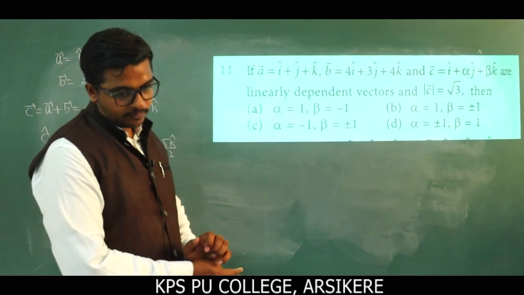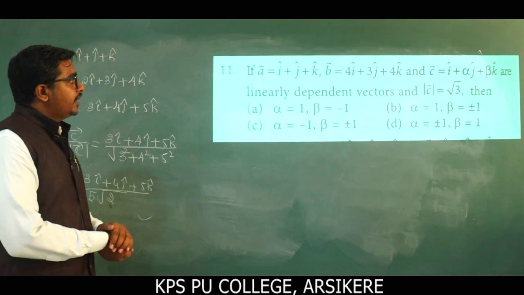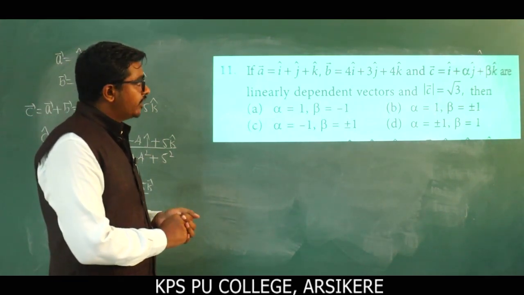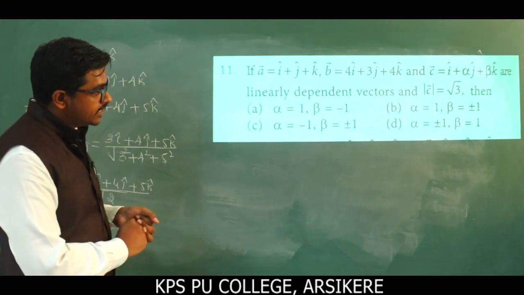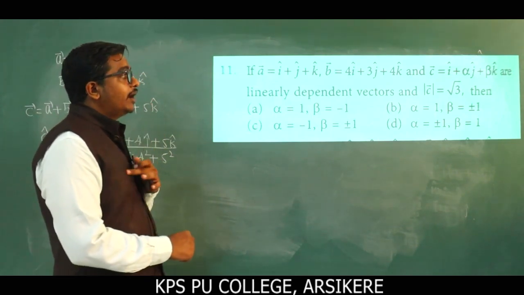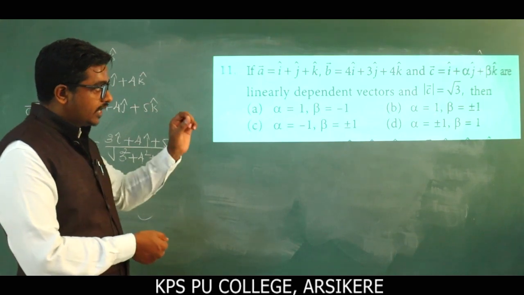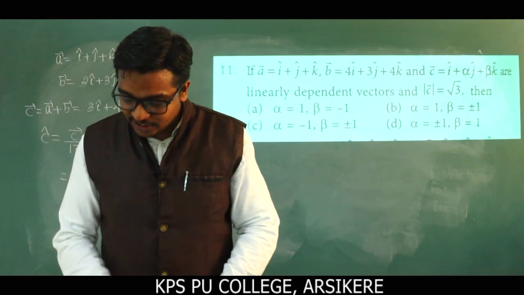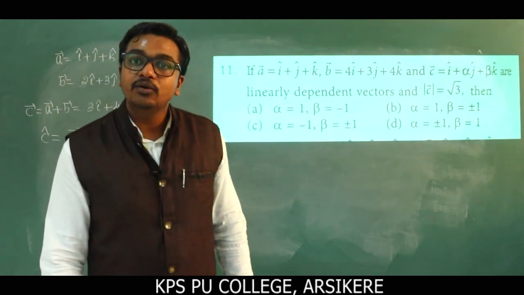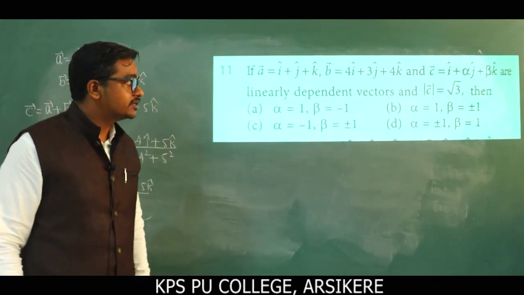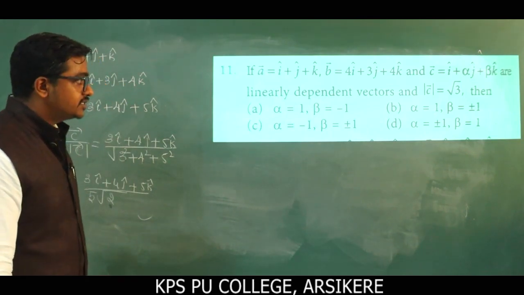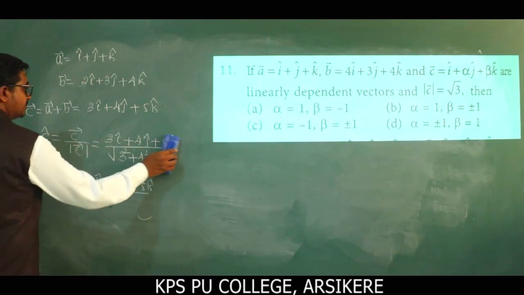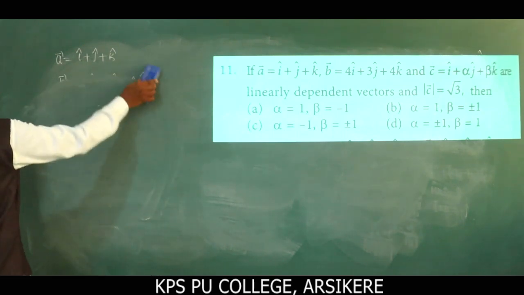Question number 11. If vector A is equal to i cap plus j cap plus k cap and vector B is equal to 4i plus 3j plus 4k and vector C is equal to i cap plus alpha into j cap plus beta into k cap are linearly dependent vectors. They have given the condition here, linearly dependent vectors. They are linearly dependent vectors and the magnitude of vector C is equal to square root of 3. Then we need to find the condition for alpha and beta, or the values of alpha and beta.